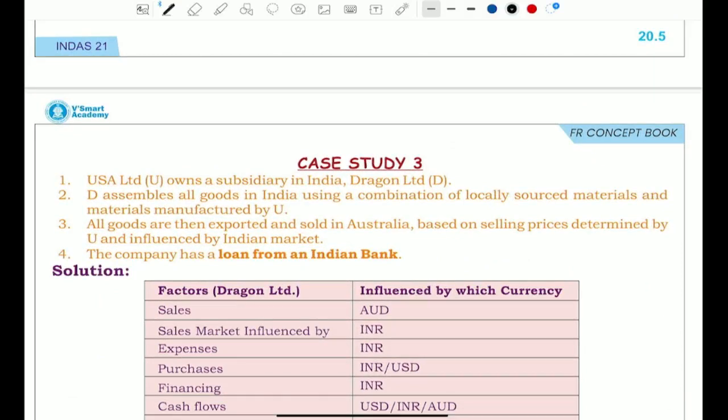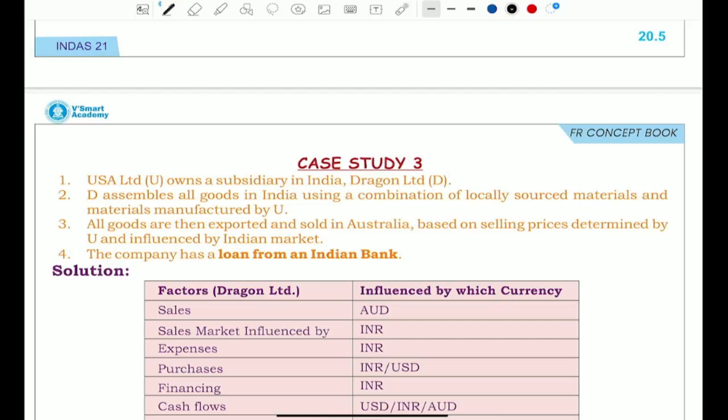USA Limited owns a subsidiary in India, Dragon Limited. D assembles goods in India using a combination of locally sourced material and material manufactured by the holding company. D imports some material from the holding company and purchases some material in India also. All the goods are then exported and sold in Australia, based on the sale price determined by D and influenced by the Indian market. The company has a loan from an Indian bank. Tell me. INR, because more indicators are pointing towards the INR basically. So INR is the functional currency.